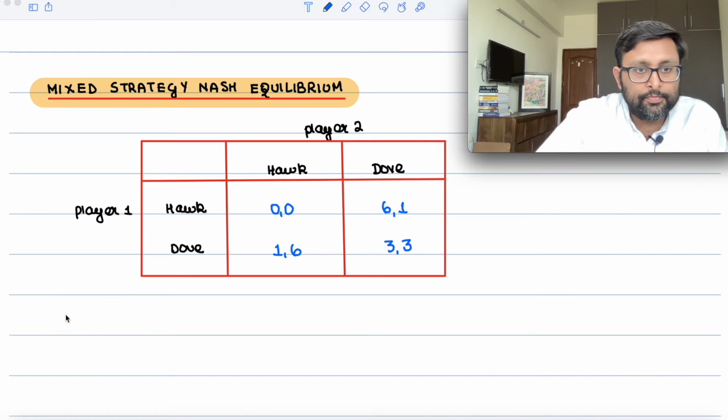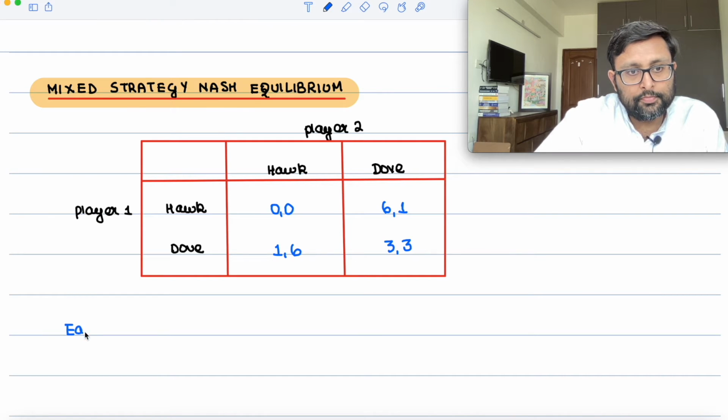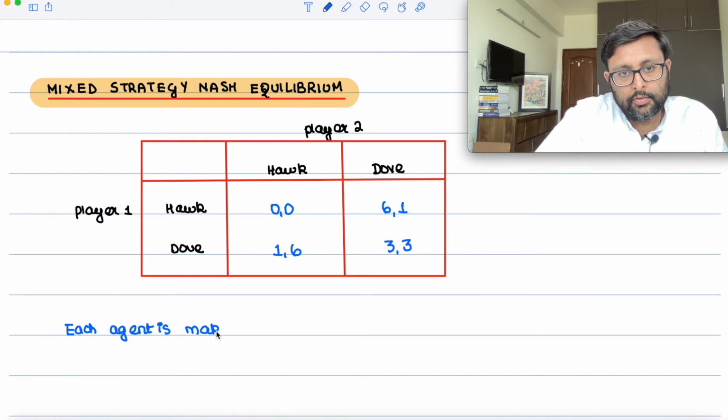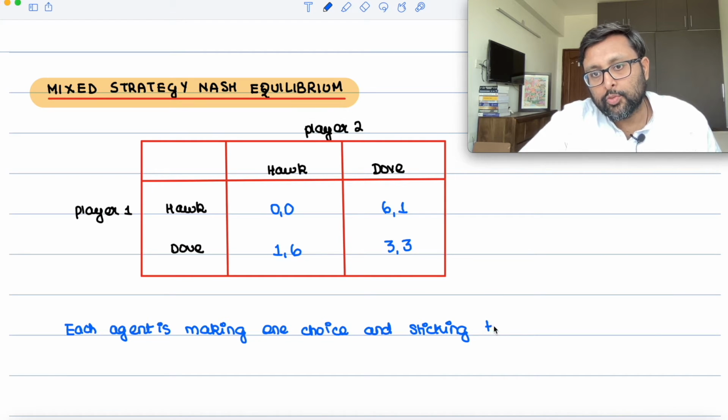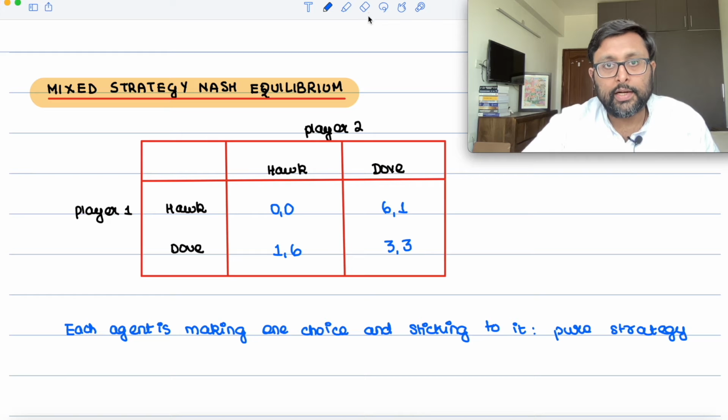So each agent is making one choice and sticking to it, right? That is what would be pure strategy.